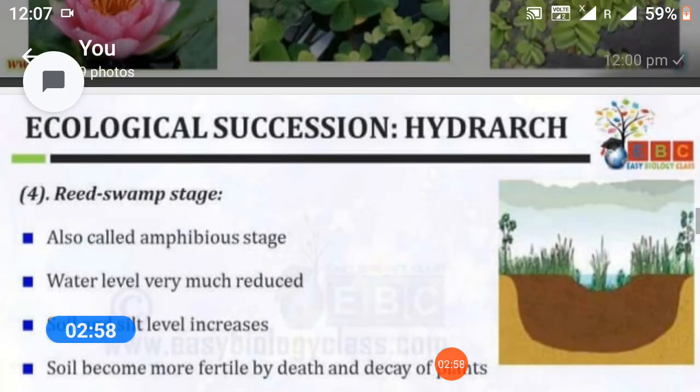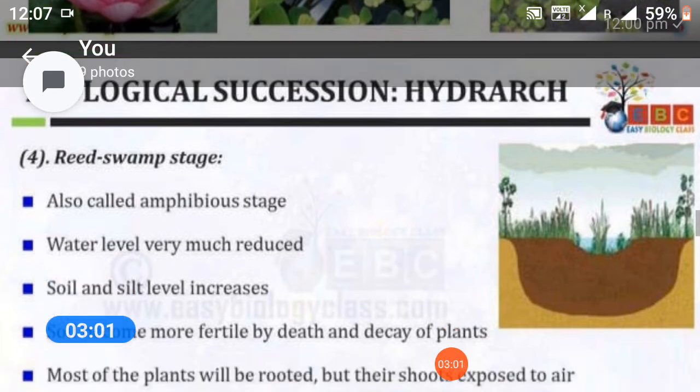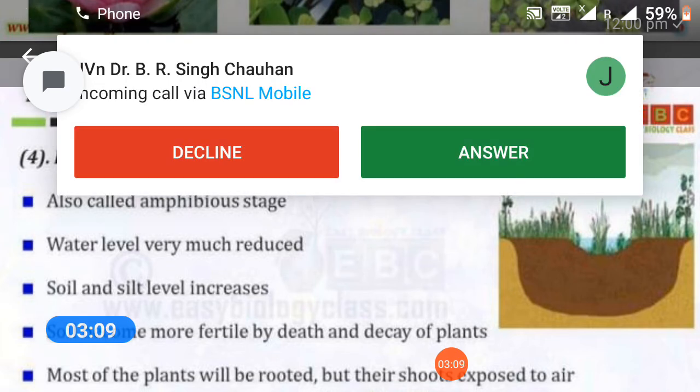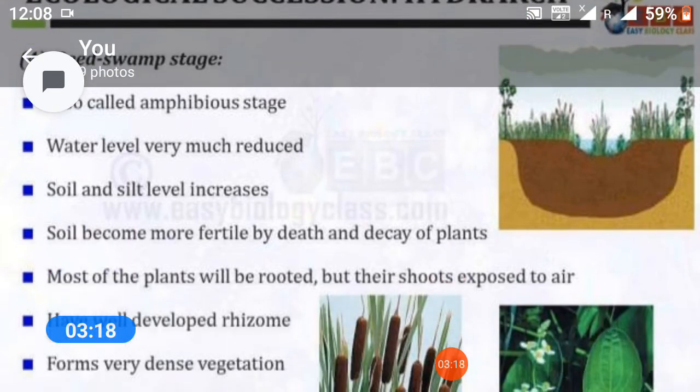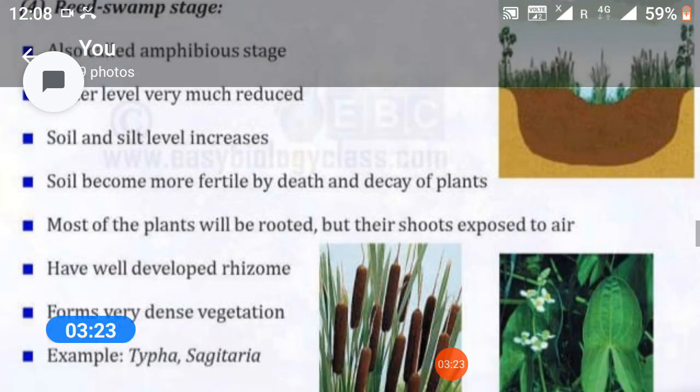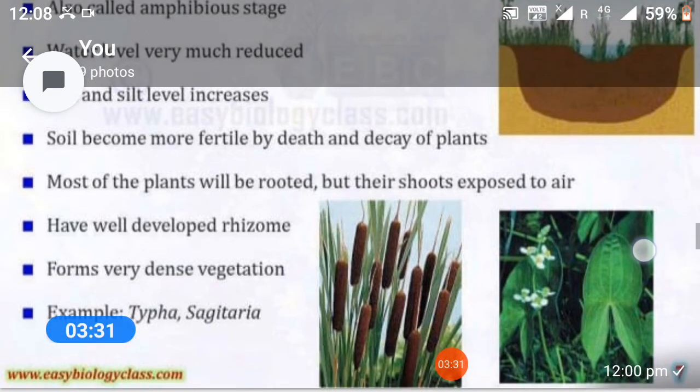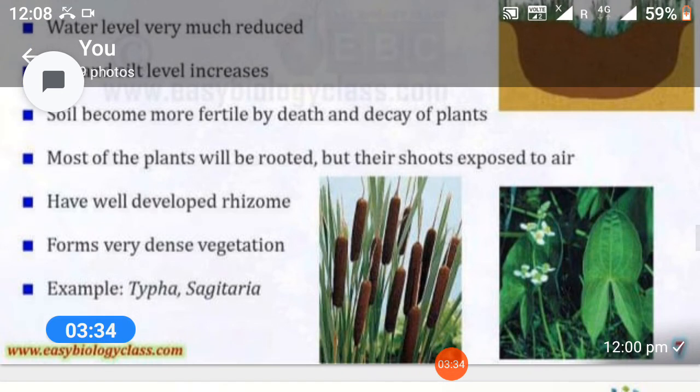Next, reed swamp stage. Reed swamp stage is also called the amphibious stage. Water level is very much reduced, and soil and silt level increase. Soil becomes more fertile by death and decay of plants. Most of the plants will be rooted, but their shoots are exposed to air, they have well developed rhizomes and form very dense vegetation, for example Typha and Sagittaria.